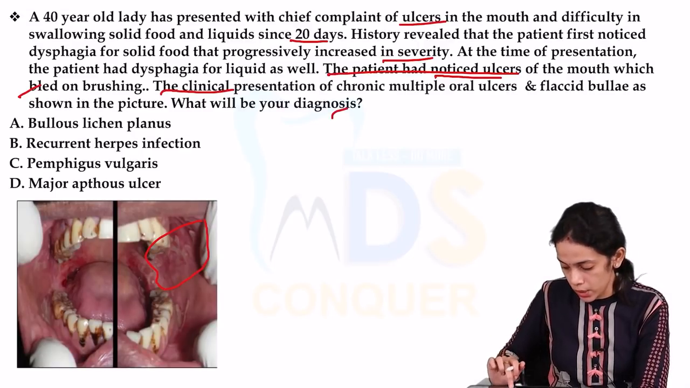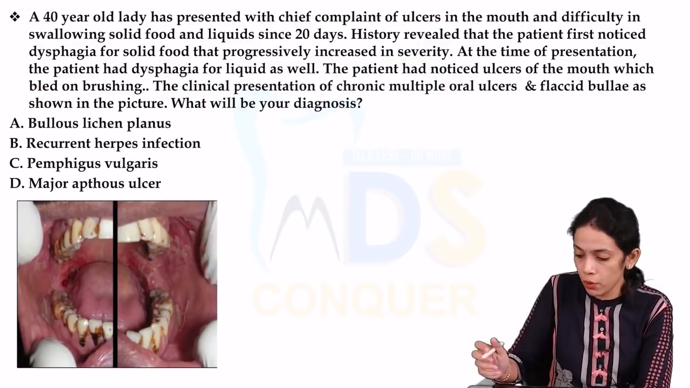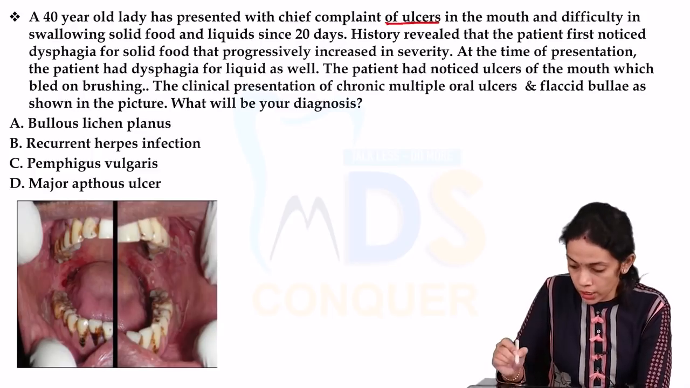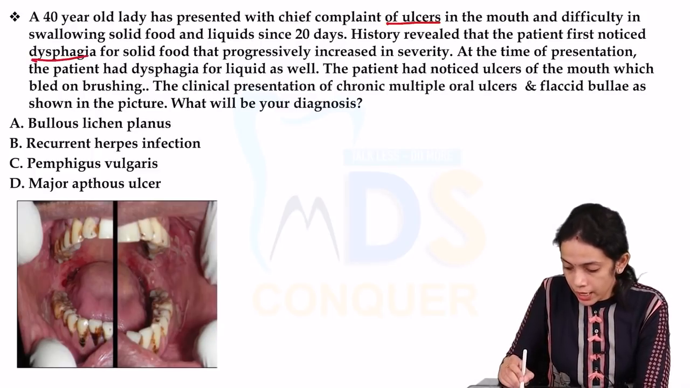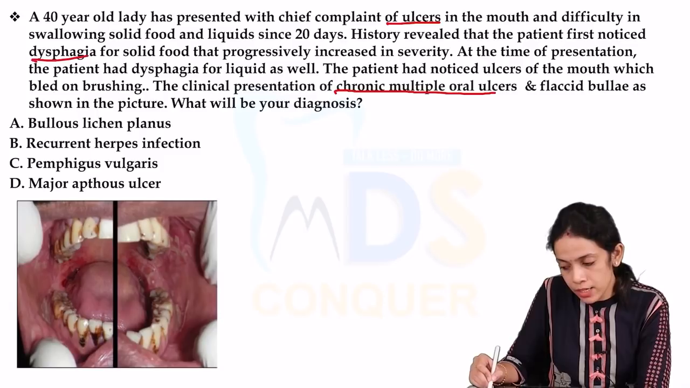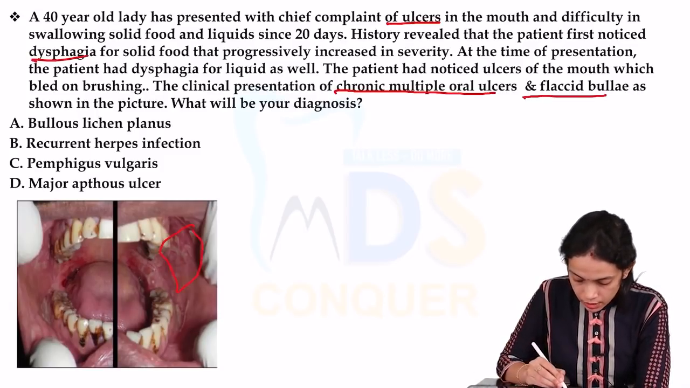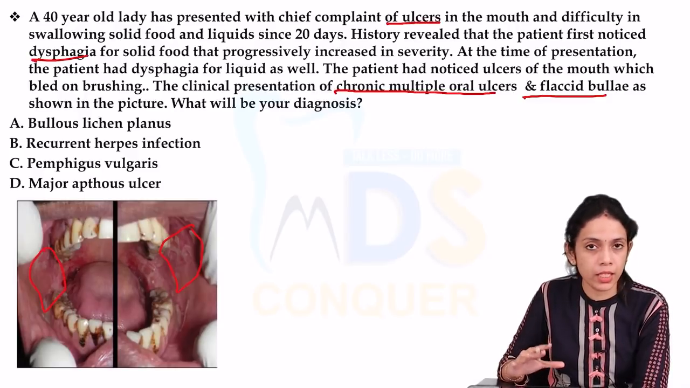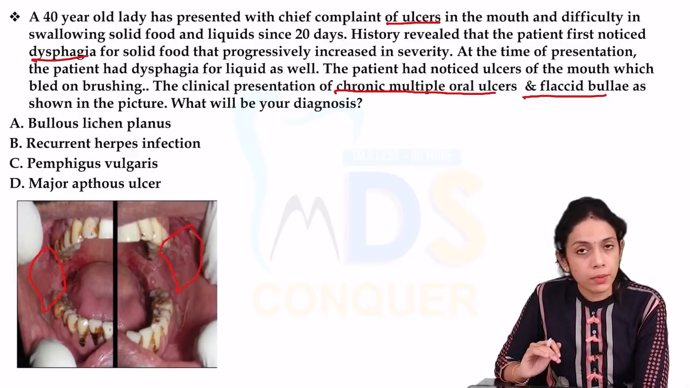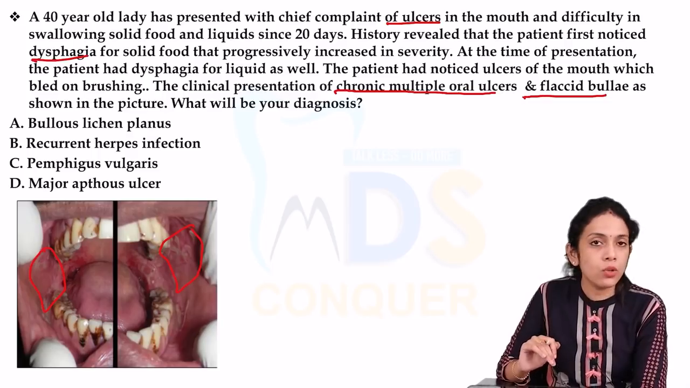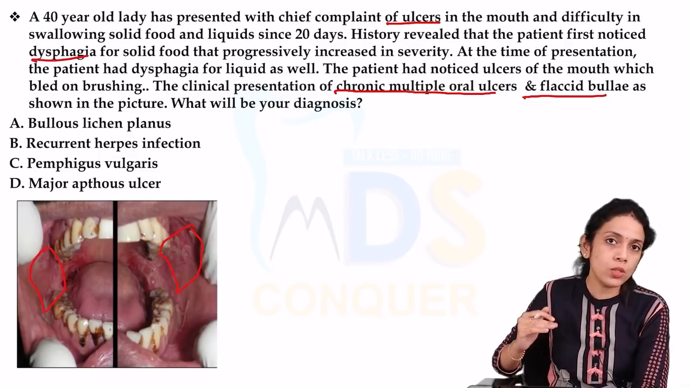And what is your diagnosis? So here, first underline the key points. There is a complaint of oral ulcers and dysphagia, and chronic multiple oral ulcers and flaccid bullae as shown in the picture. This picture is clearly showing the chronic multiple oral ulcers. Now let's go for the diagnosis. Let's see the options one by one.